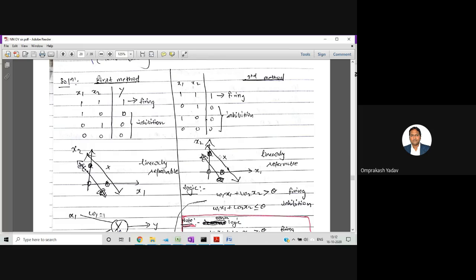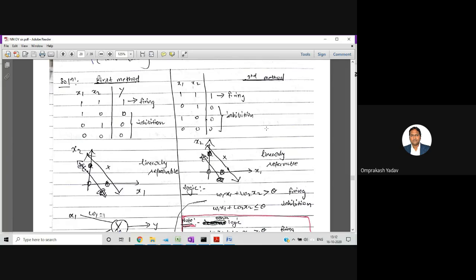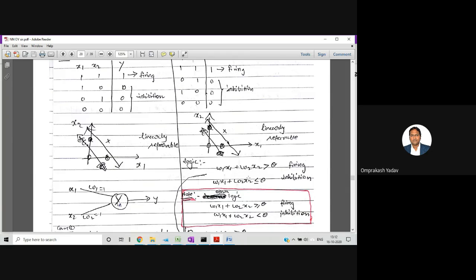From the graph, you can find that this is a linearly separable problem, because we can easily separate both the classes with a single boundary. Then after that, we have to write the logic for the firing condition and the logic for the inhibitory condition. You can write this logic in positive logic or negative logic; both are correct. For example, I can write W1 x1 plus W2 x2 should be greater than theta for the firing condition, and the inhibitory condition can be set as less than or equal to theta. So W1 x1 plus W2 x2 should be less than or equal to theta for inhibition.